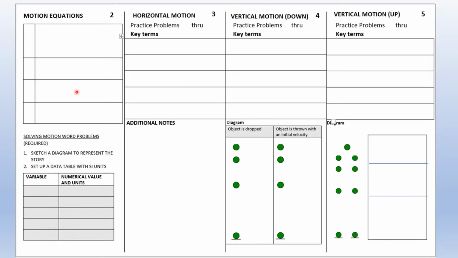This video lesson is about kinematics, a section of physics that explains motion of objects without reference to the forces which causes the motion. You may copy this form to take notes as you watch this video. In this page, I will introduce motion equations. I will explain horizontal and vertical motions.